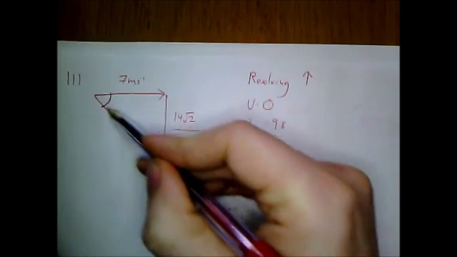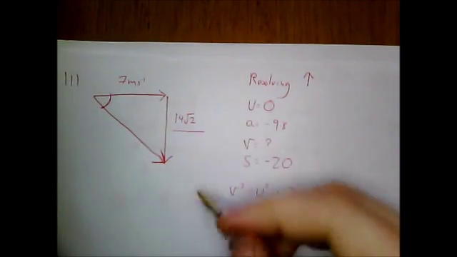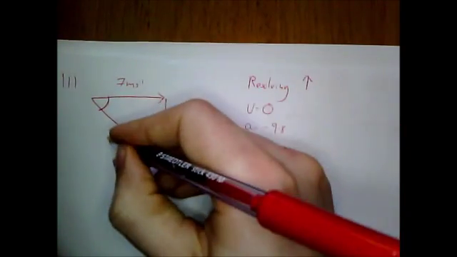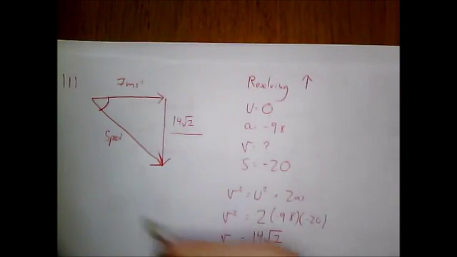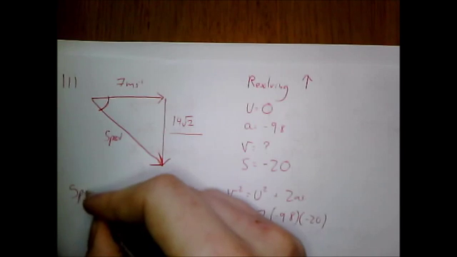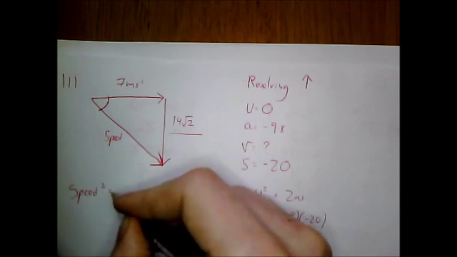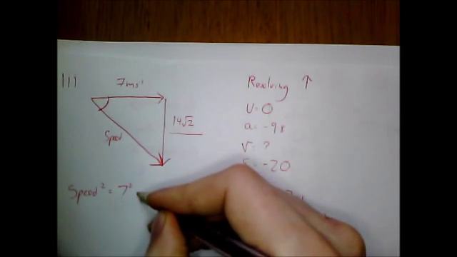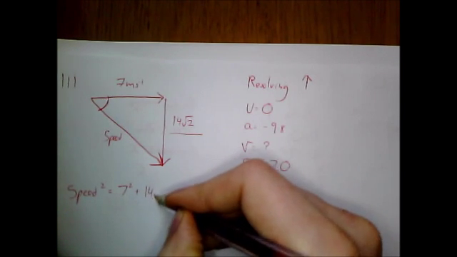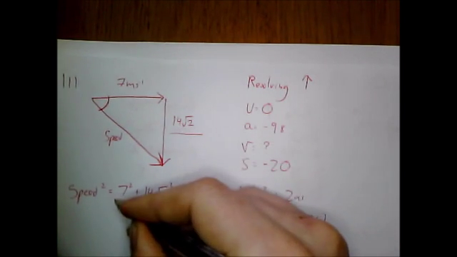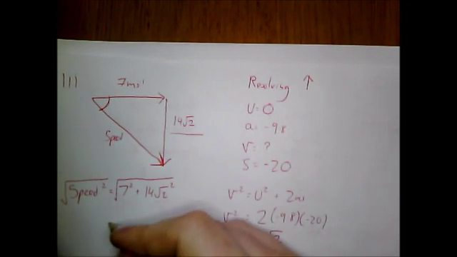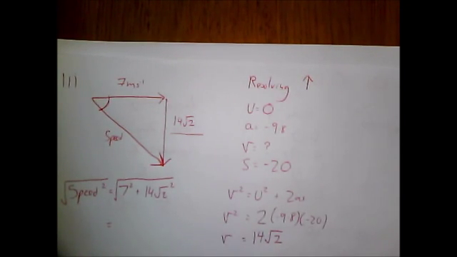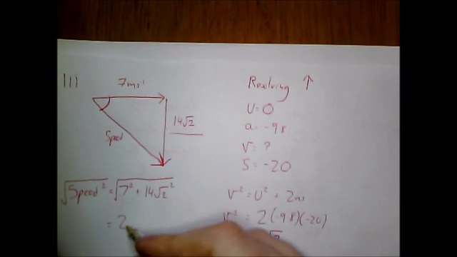All we need to do using Pythagoras is get this value here. We'll call this speed. So speed squared is equal to 7 squared plus 14 root 2 squared. Square root both sides, and we should get a magnitude of 21 meters per second.